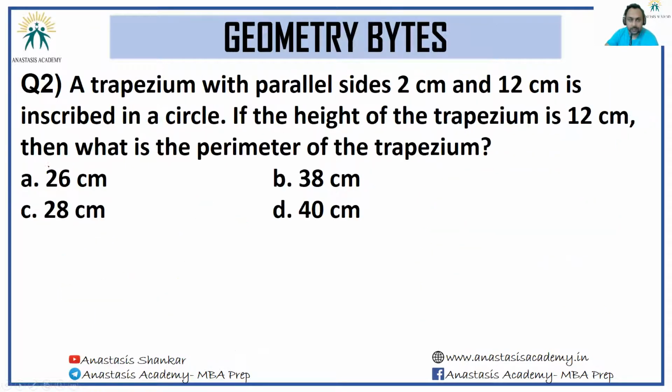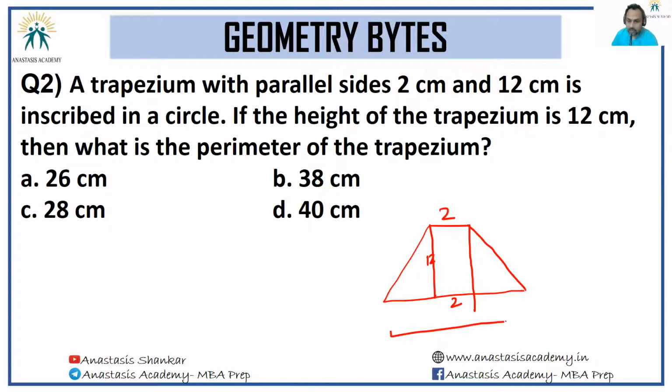Okay. Next, a trapezium with parallel sides 2 and 12 is inscribed in a circle. If the height of the trapezium is 12, then what is the perimeter of the trapezium? I have some shape like this, in which this is 2, dropping perpendiculars. Height of the trapezium is 12. So this is 12, this is 2. This entire length was supposed to be 12.